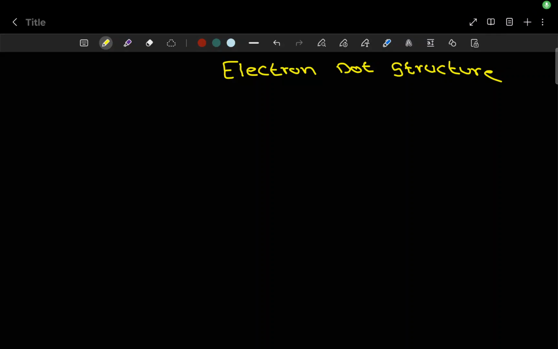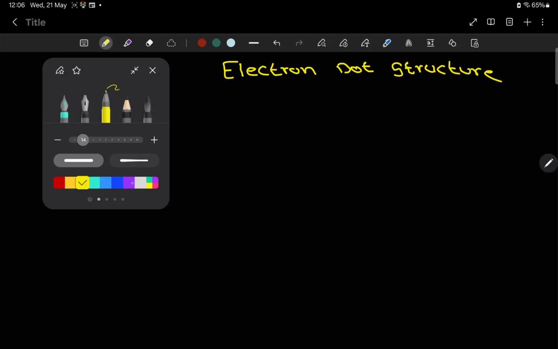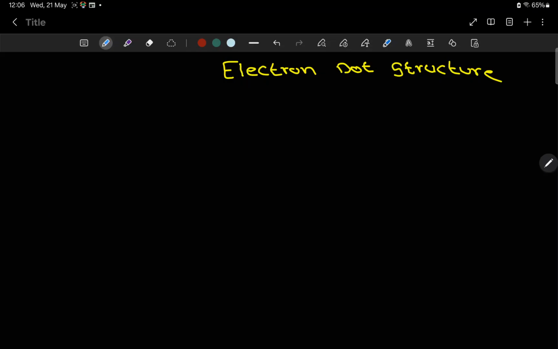I'm going to tell you about electron dot structures, also known as Lewis dot structures, of some compounds and elements. For example, let's take the compound CO2. It's carbon dioxide, right? So let's draw the electron dot structure, or Lewis dot structure, for CO2. It has two oxygen atoms, and let's take carbon in the middle.